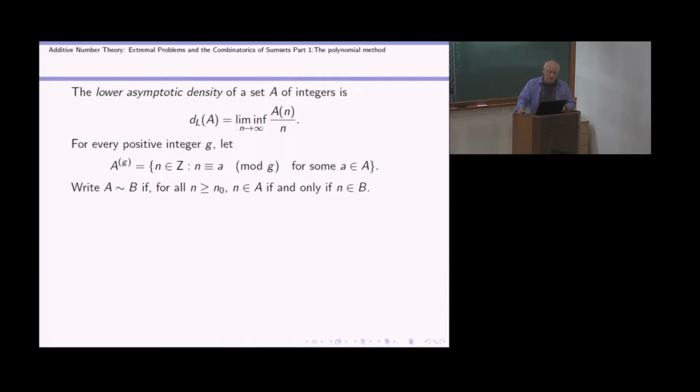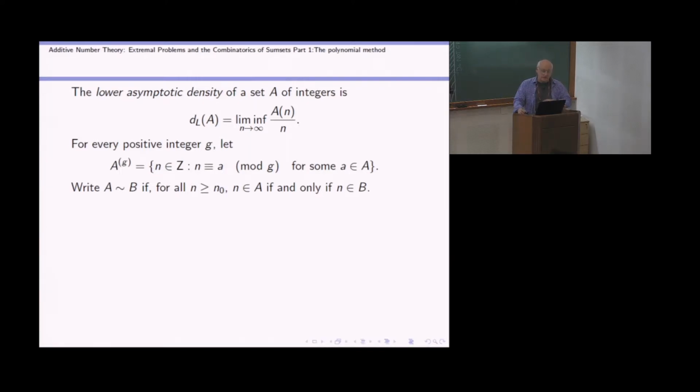So if you have a set of integers A, and you take a positive integer G, you just look at all of the congruence classes mod G that have a representative in A. So you simply take the set A and just fill it out. If an element is in A, you put in the whole congruence class of that element mod G. So that's what this A superscript G means. And also, this A squiggle B just means that two sets of integers coincide from some point on.